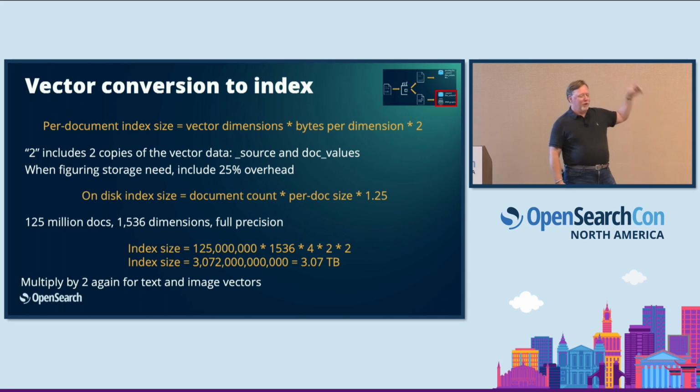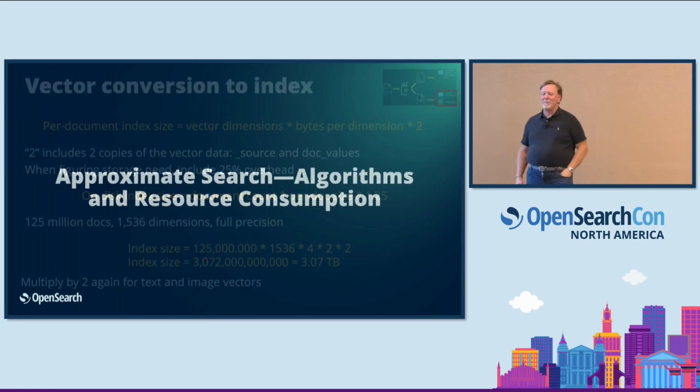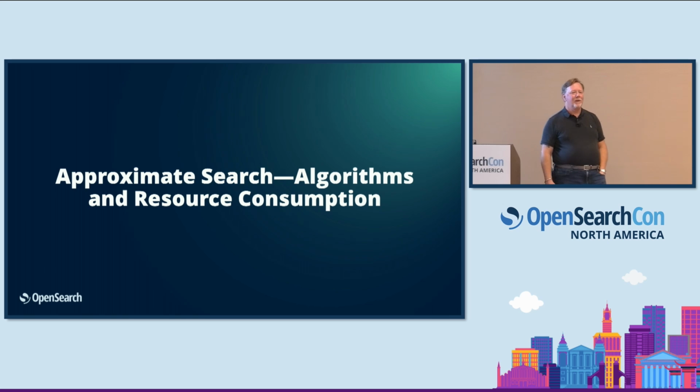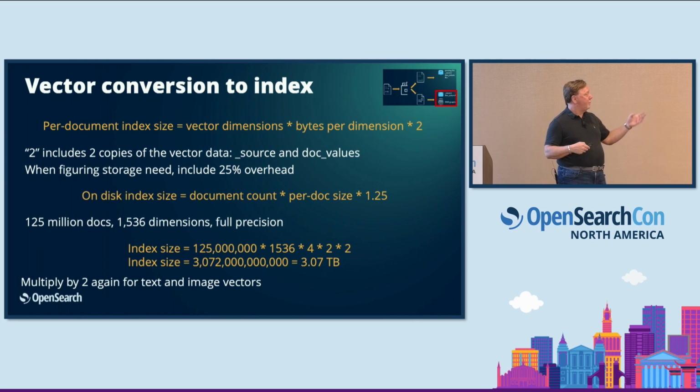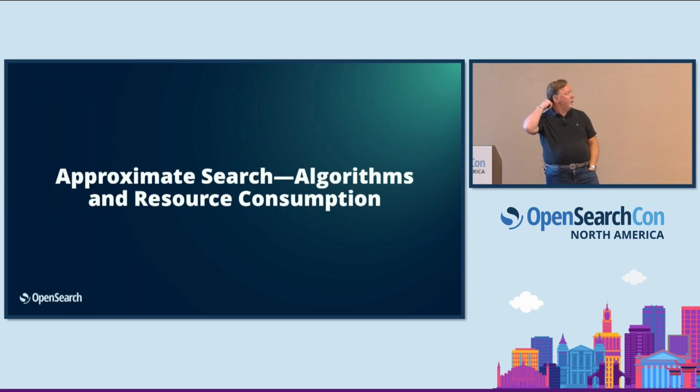I had actually, the example earlier was for 2 vectors per document. Ignore the last line there. Where's the document itself? The document itself is only in source if you save it in source. Okay, so you assume you're not saving the source document. No, you are. So for vector data, you have this factor of 2, vector dimensions times bytes per dimension times 2, because you have source and doc values. Okay, yep.